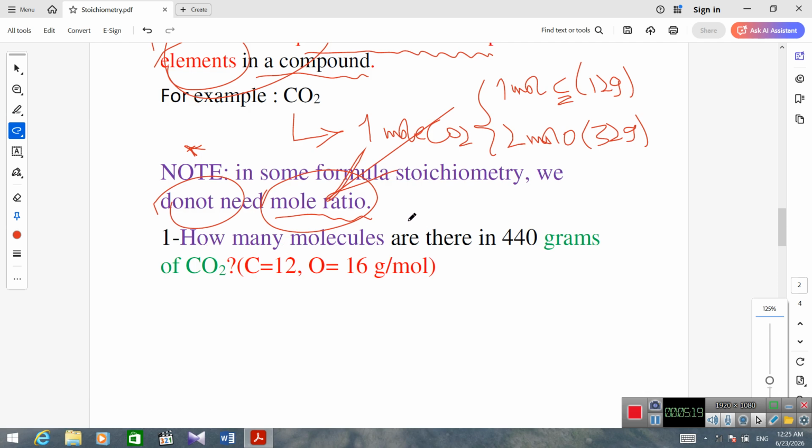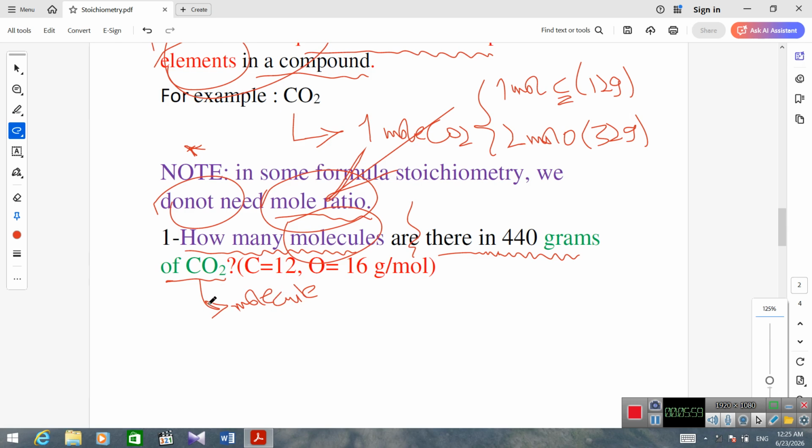Why? Because there are no differences between the two sides. I mean, how many molecules: the first part refers to molecules, and 440 grams of CO2. Again, CO2, carbon dioxide, is a molecule, because the first part is a molecule and the second part also is a molecule. We don't need a mole ratio.